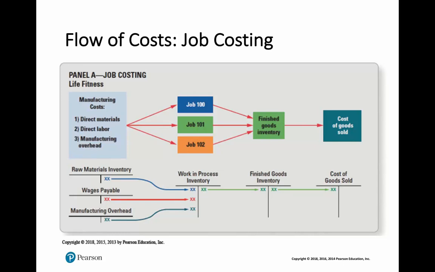After that, it goes to work in process. After work in process, it goes to finished goods, and then finally it goes to cost of goods sold when it's actually sold to the customer.